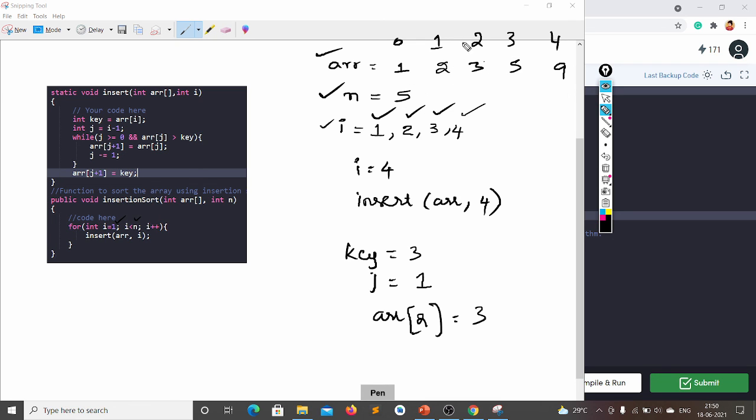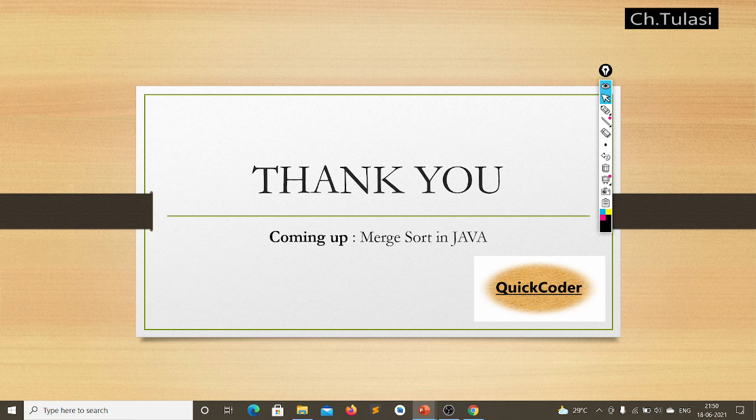So after all the iterations, as my i loop is over, it is returning nothing. Okay, it's void. So my array is sorted: 1, 2, 3, 5, 9. Okay, so that's it about this insertion sort.